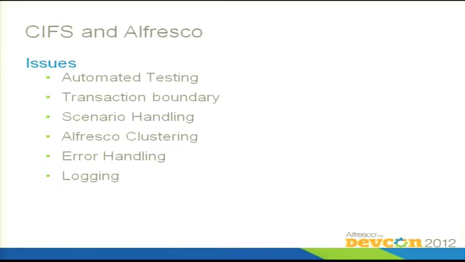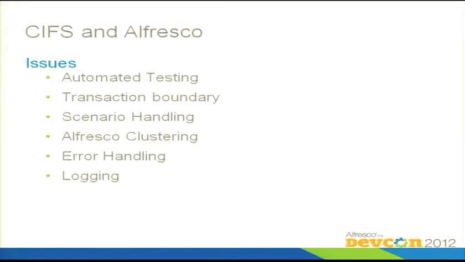So we were having problems building generic solutions for all the scenarios, and there was a bit of history about you'd fix something and something else would be broken. So automated testing of the CIFS stuff was a bit weak. That's partly because CIFS is difficult to test. So the first issue was automated testing.